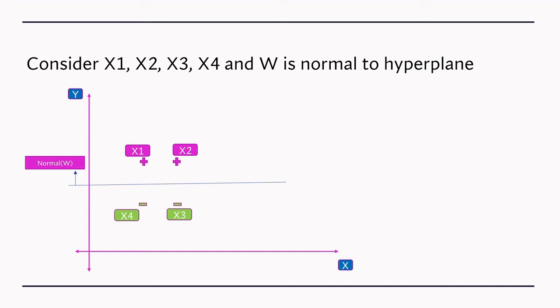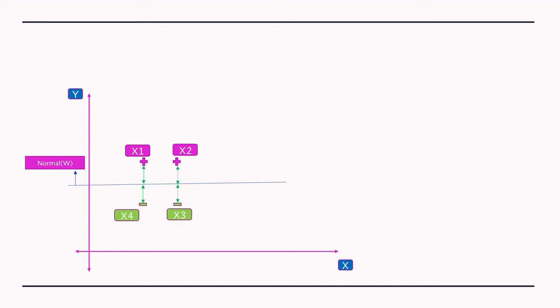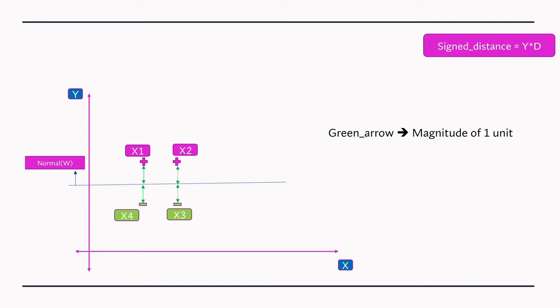Now let's consider a couple of more points, x1, x2, x3 and x4, and w, which is normal to the hyperplane. For the sake of simplicity, the green arrow represents the magnitude of one unit, which means all the 4 points are equidistant from the plane. Now let's calculate signed distance for all of the points.